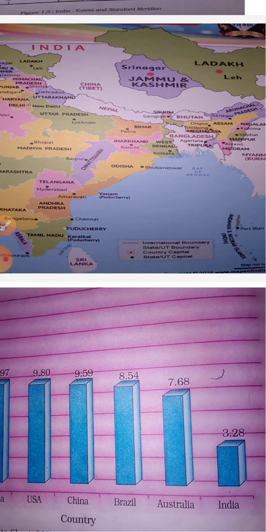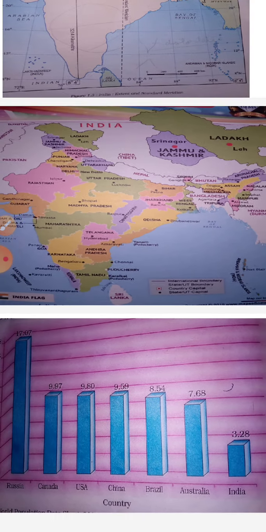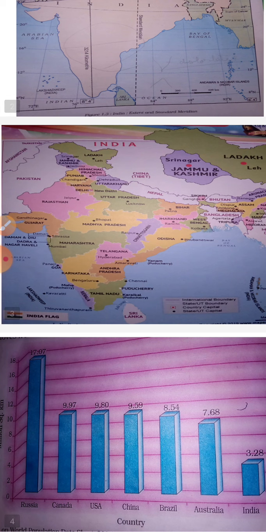And from this topic also you may get a question: mention the names of the countries which are larger in size than India. So in proper sequence you can write in this way, as I have shown you in the diagram: Russia, Canada, USA, China, Brazil and Australia. These are the 6 countries which are larger in size than our country.